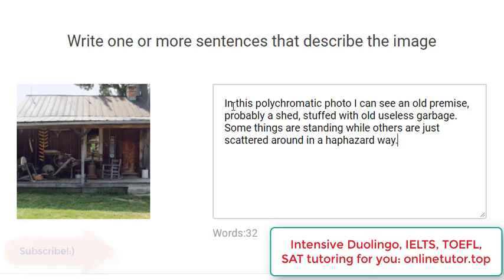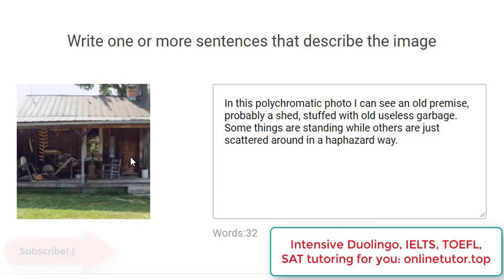Yes, 32 words, but honestly, I wasn't looking here. Probably I have made some mistake, but let's read it. In this polychromatic photo, I can see an old premise, probably a shed. This premise is also arguable here, but let it be. Probably a shed stuffed with old, useless garbage. Firstly, I wasn't going to write garbage, not paraphernalia, but some.